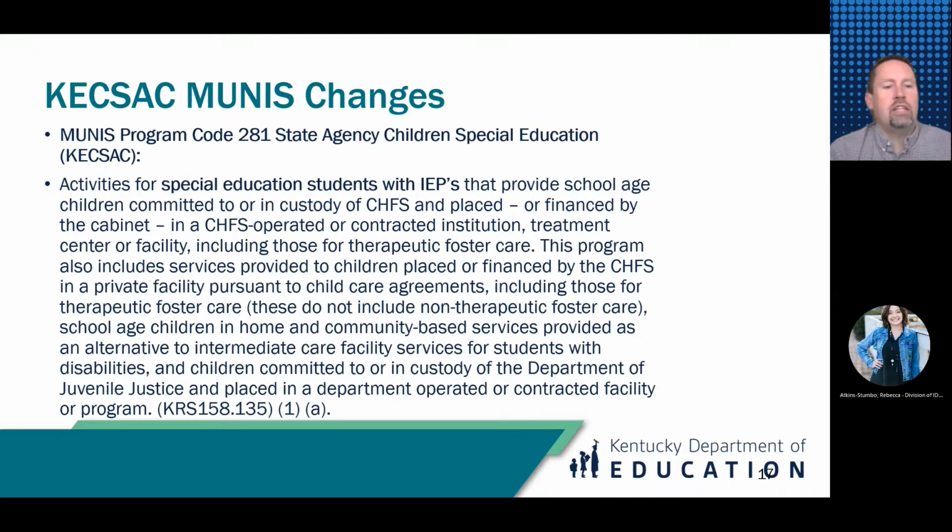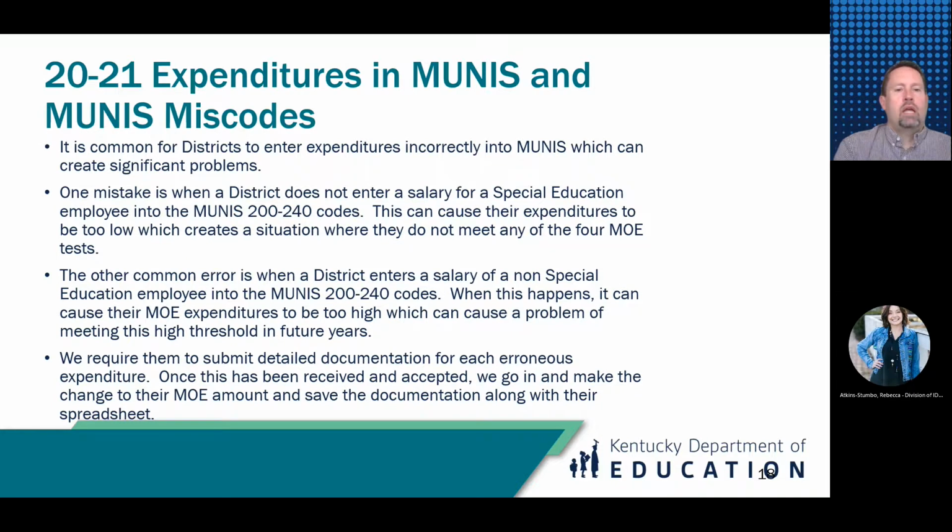And this next slide just gives more detailed information around that. I'm not going to read this, but it gives detail around this program code 281 for KECSAC. And if you have these expenditures, you want to make sure and put these into the Munis miscodes. With Munis miscodes, when you get your spreadsheet, you want to make sure all your expenditures are correct.